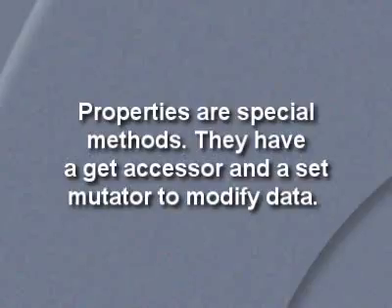or retrieved. Properties are really methods, but they have a special configuration. They have what's called a get and a set accessor. These accessors are what are called when the data is set or retrieved.